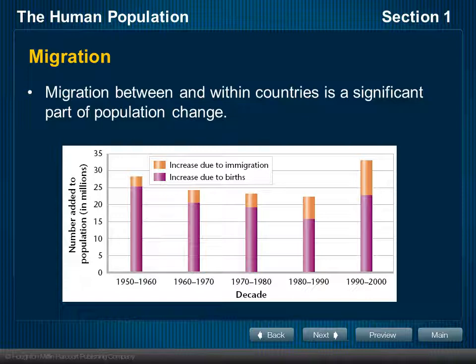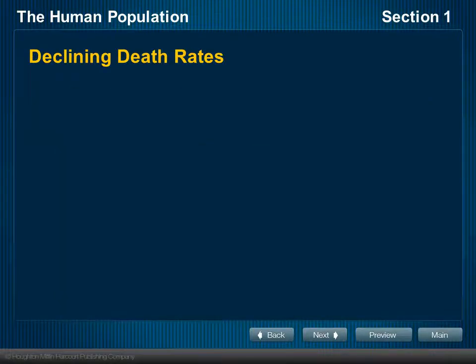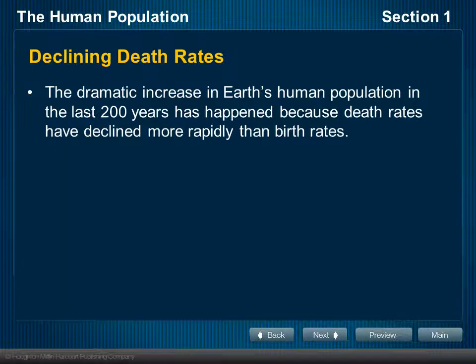We also look at declining death rates, and this is huge. Why is it that there was such a dramatic increase in Earth's human population in the last 200 years? One of the reasons is because death rates have declined more rapidly. We have times where the birth rates were pretty low, and we still saw an increase in population. Well, this is because the death rates were declining faster than the birth rates were actually declining.